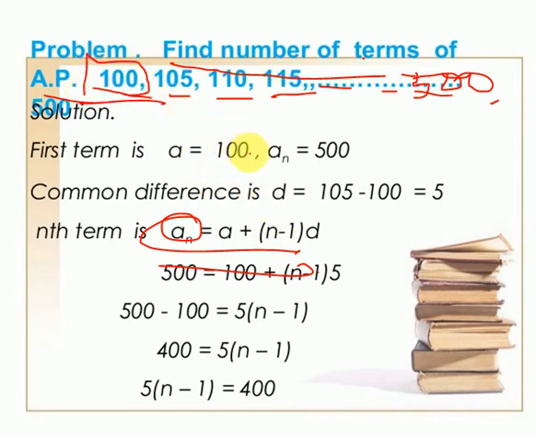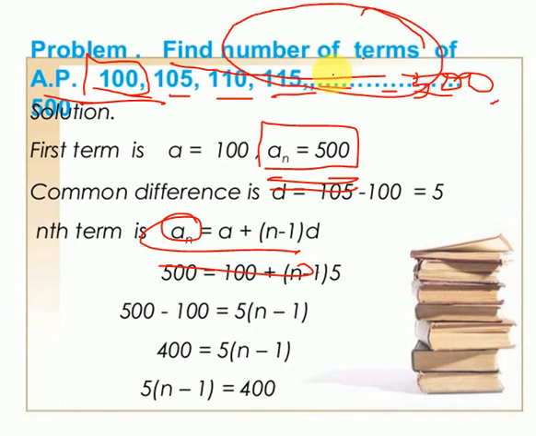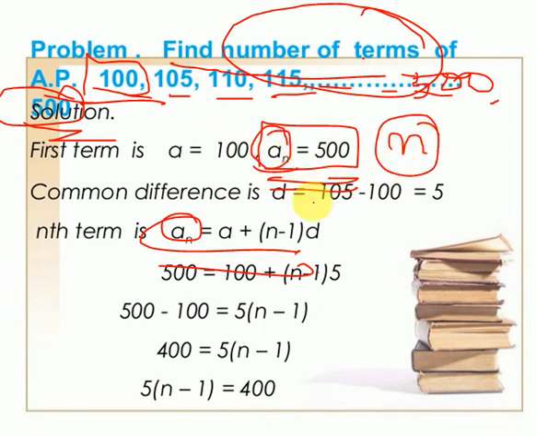We are given an = 500. Now, why is an 500 here? Because we have to find the number of terms. So we will take the last term, that is 500, so that we can get the value of n. And d is 5 after taking the difference.